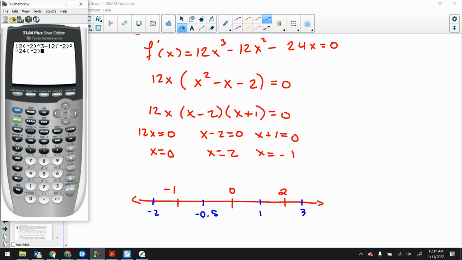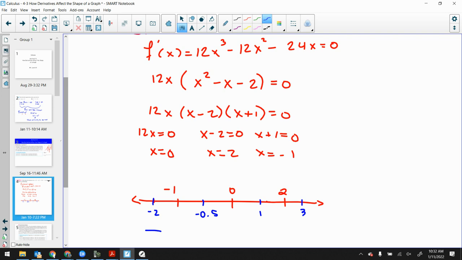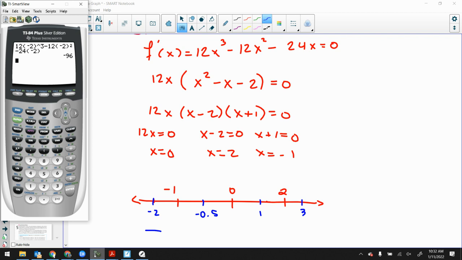Parenthesis. I don't care about the fact that it's 96. I care about the fact that it's negative. This turned out to be a negative. Now, I would bet that in between negative 1 and 0 is probably going to turn out positive, but it doesn't have to. Let's see what happens, though.